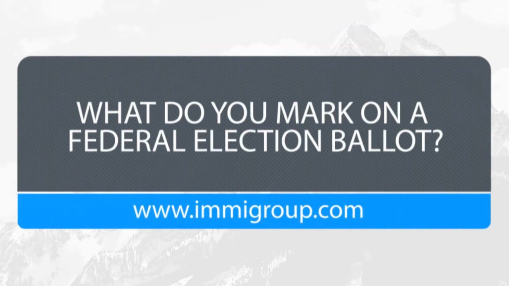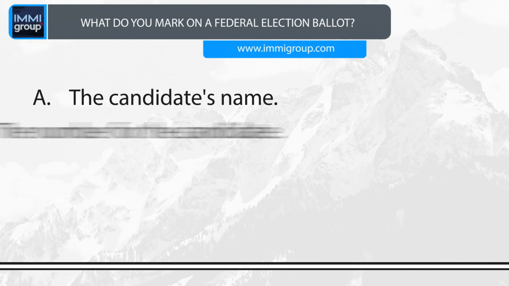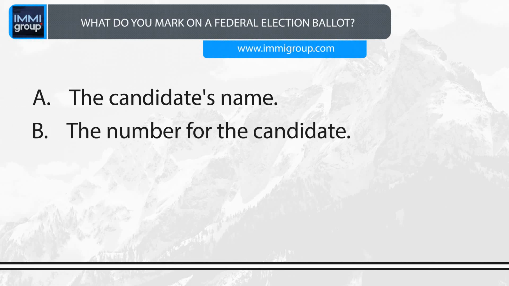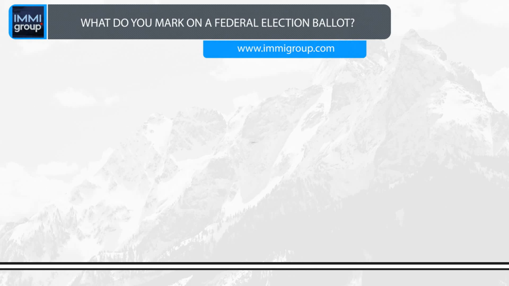What do you mark on a federal election ballot? A. The candidate's name. B. The number for the candidate. C. An X. D. The voter's name. Answer: An X.